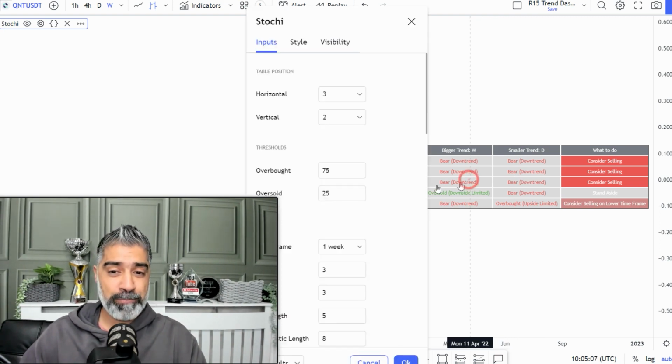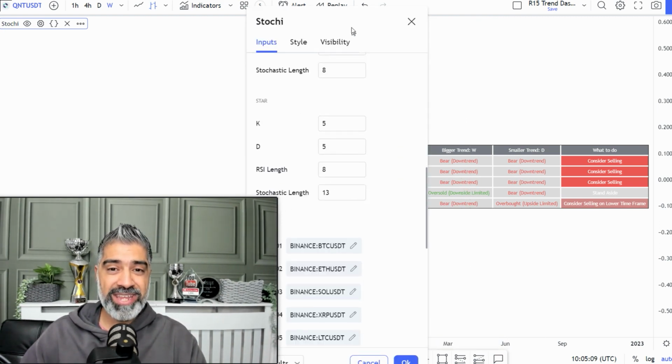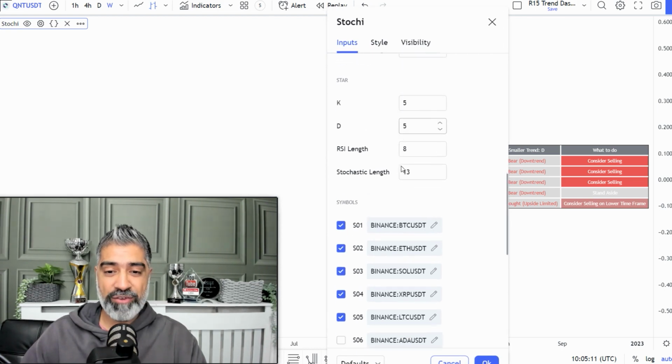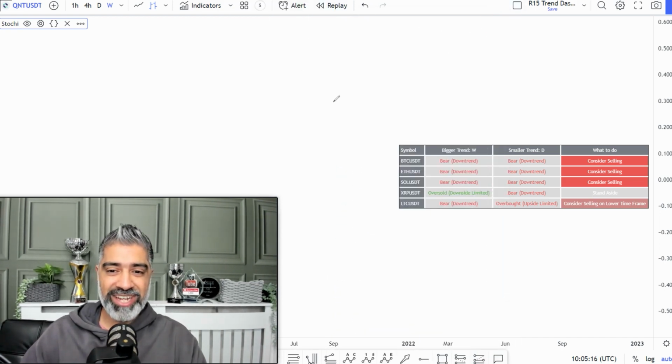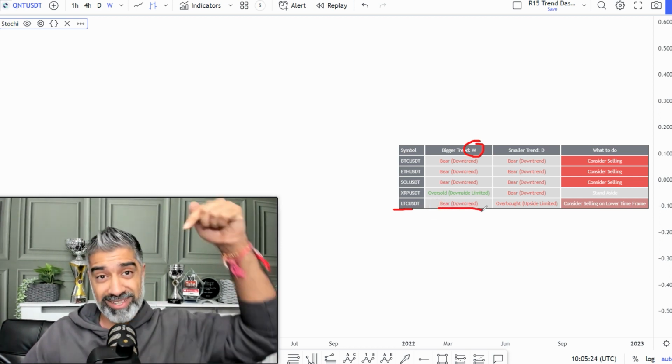What it allows me to do is select any asset, whether it's Bitcoin, Ethereum. I've only got 5 selected over here, and I've set the settings so it tells us what the higher time frame is doing, which is the weekly. So we're going to look at Litecoin. It says the weekly trend is bearish. In other words, it's in a downtrend.